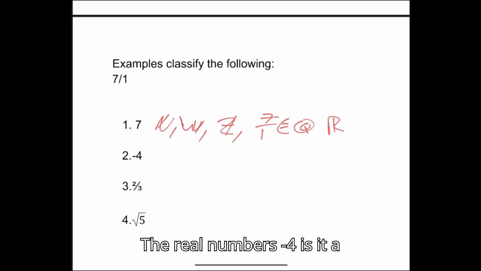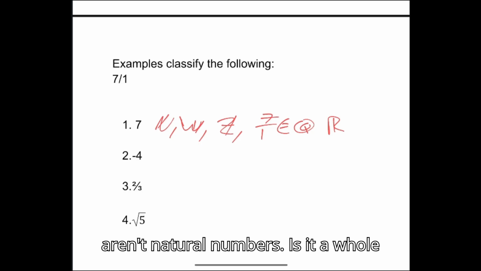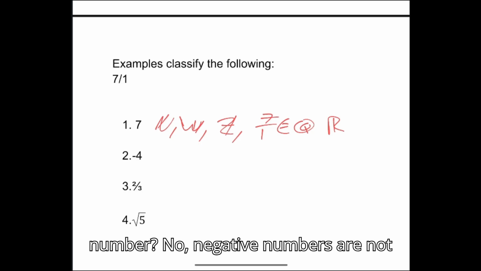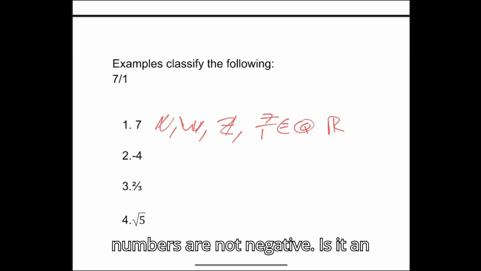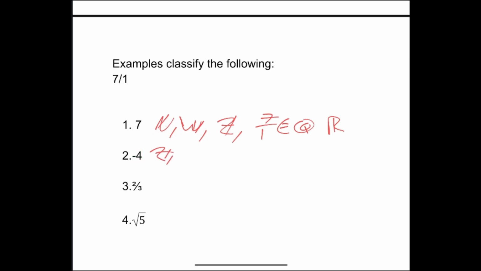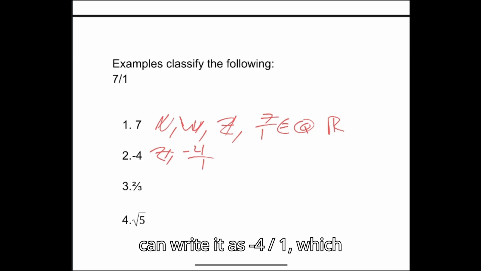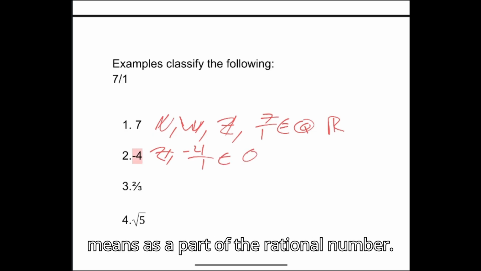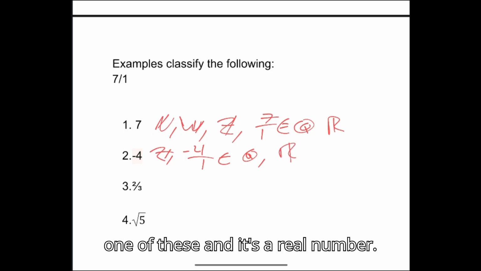-4. Is it a natural number? No. Negative numbers aren't natural numbers. Is it a whole number? No. Whole numbers are not negative. Is it an integer? Yeah, absolutely. Is it a rational number? Absolutely. We can write it as -4 over 1, which means it is part of the rational numbers. Is it a real number? Yes. If it's any one of these, then it's a real number.